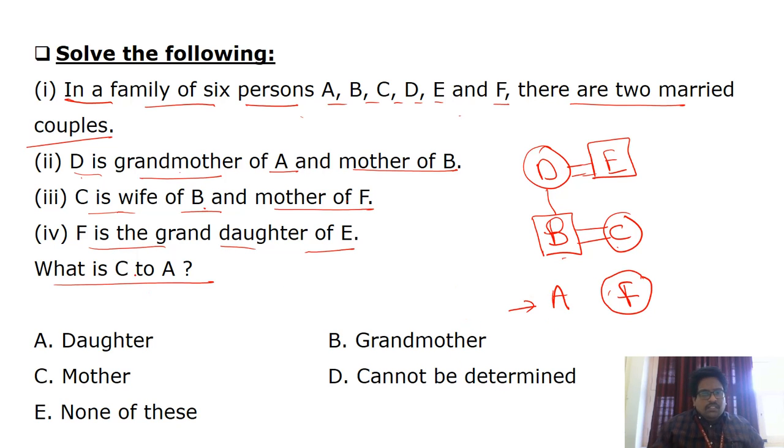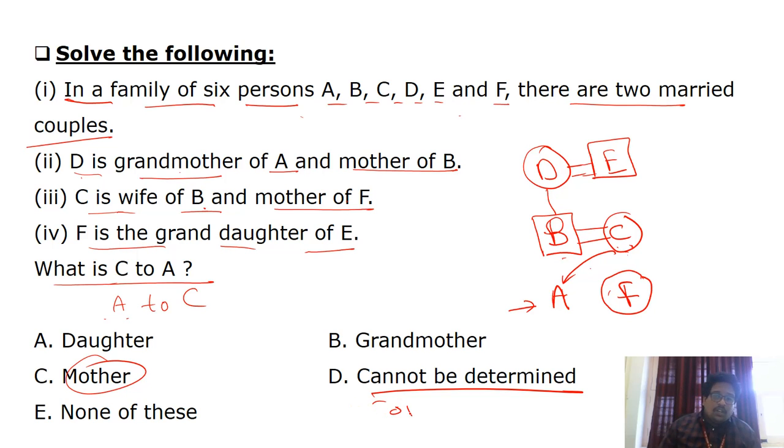Clear? Now, the question is what is C to A? How is C related to A? Very important. They are not asking what is A to C. What is C to A? So what is C of A? C is the mother of A. If they ask how A is related to C, A might be son or daughter, or cannot be determined. That would be the answer.